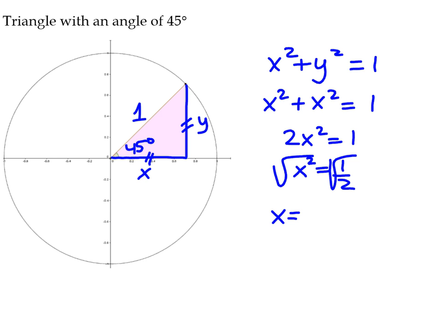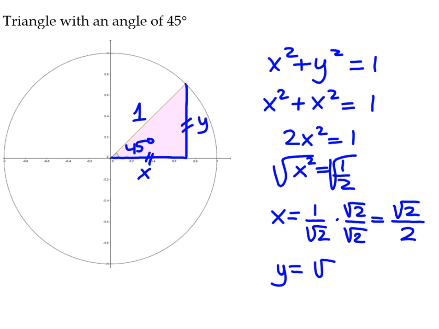So x is equal to 1 over square root of 2. Now, if you remember in chapter 1, when we had the square root at the bottom, we need to get rid of it. So we need to multiply by square root of 2 over square root of 2. We call that rationalize. So x would be equal to square root of 2 over 2. And y, because y is exactly the same as x, is also going to be that.